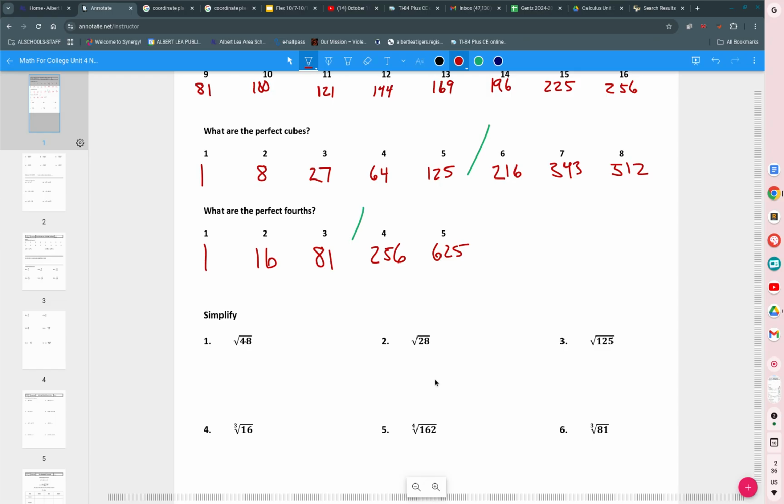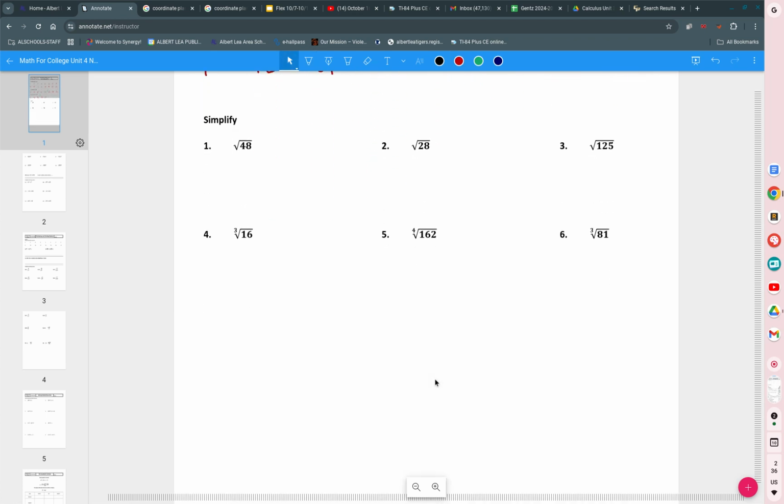So our objective for the day, we're going to do these 6 problems, and we're going to let you start a little bit in your homework, and then we're going to do 6 other problems and let you finish off some of that homework. But we want to be able to simplify our radicals.